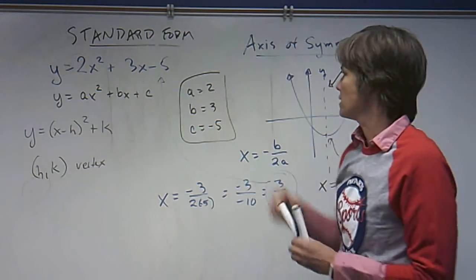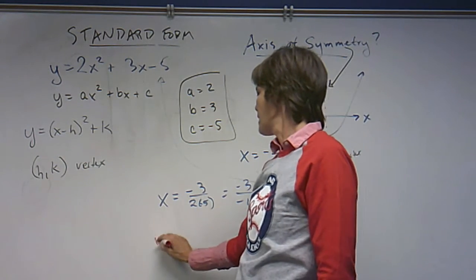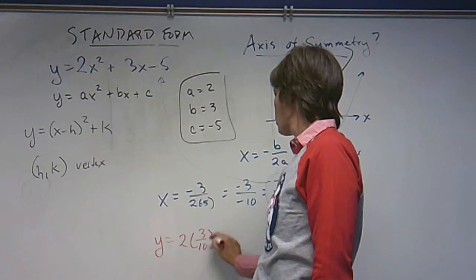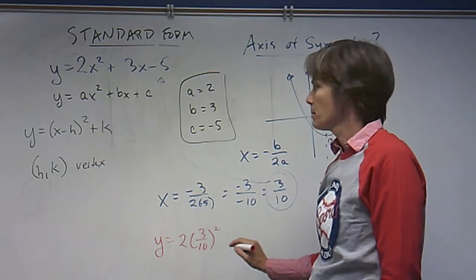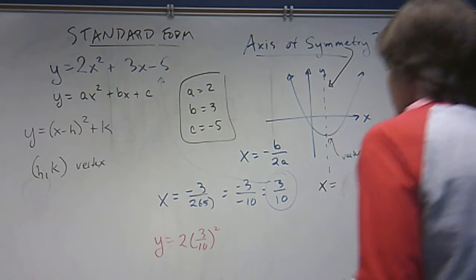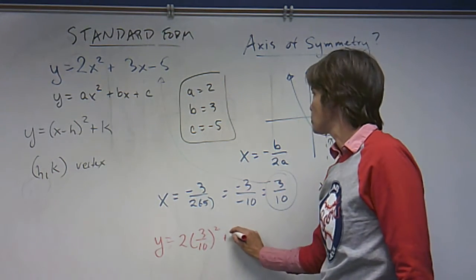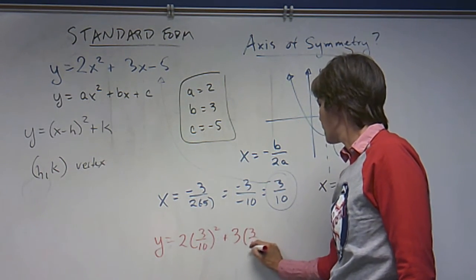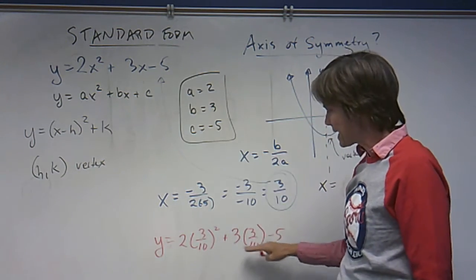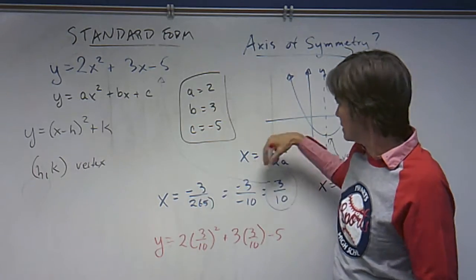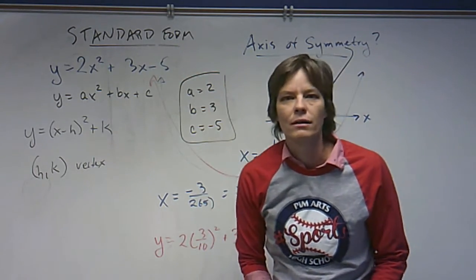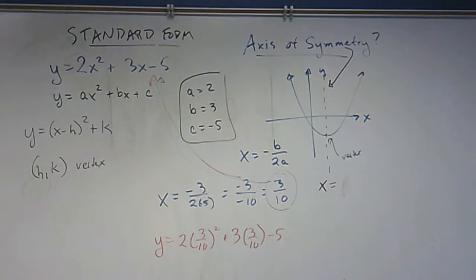And we plug it back in here. So now y equals 2 times 3 over 10 quantity squared. Let's not run away from fractions. Can we see this? Yeah, we can see it, and then I'll zoom in a little bit. Plus 3 times 3 over 10 minus 5. Okay, I'm plugging x into here, right? You saw my arrow. The arrows do everything. All right, now we're going to zoom in so we make sure our arithmetic's correct.